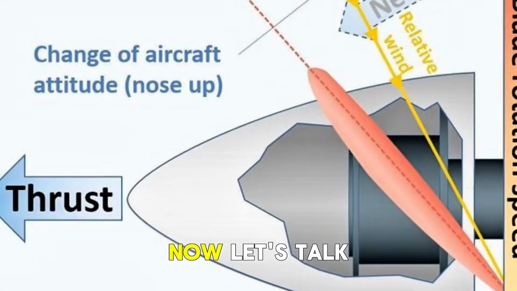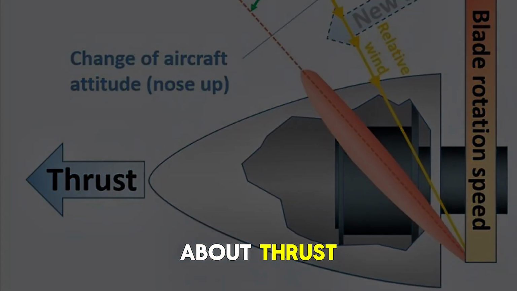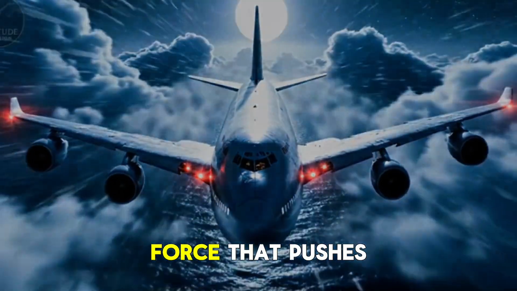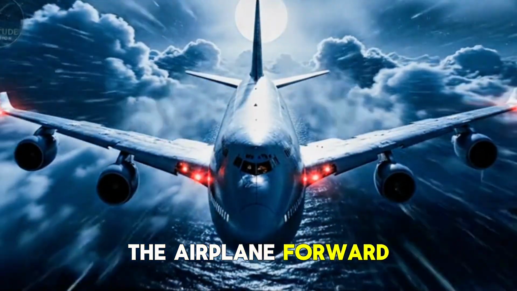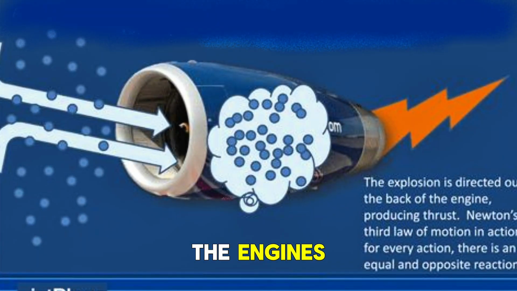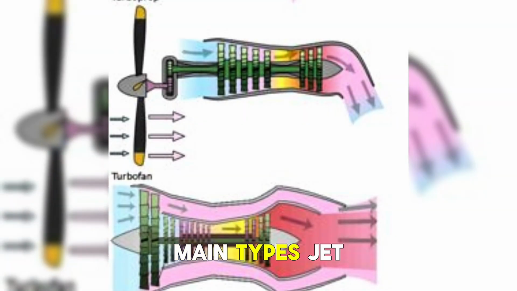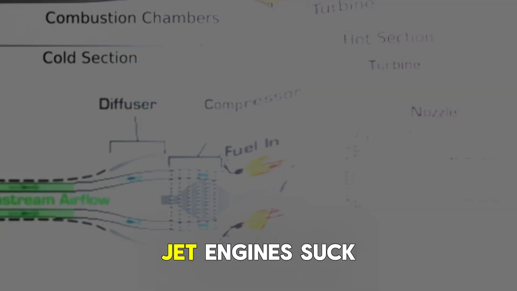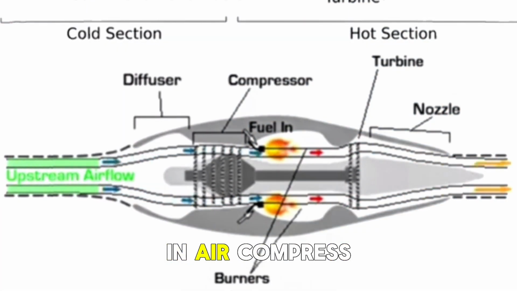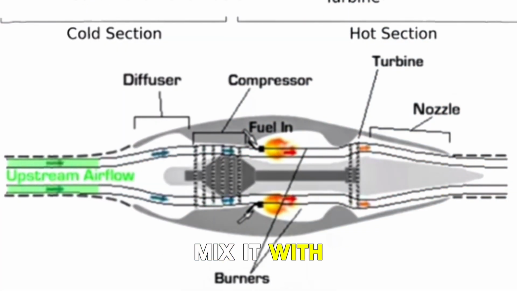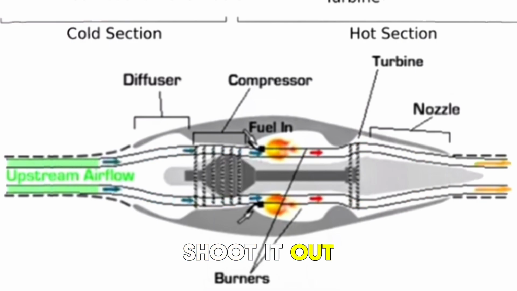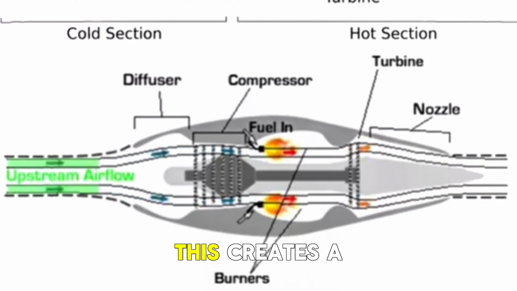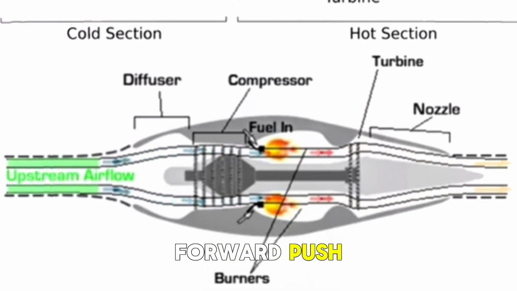How planes move forward. Thrust. Now let's talk about thrust. Thrust is the force that pushes the airplane forward. This comes from the engines. There are 2 main types: jet engines and propeller engines. Jet engines suck in air, compress it, mix it with fuel, and then shoot it out at high speed. This creates a forward push.